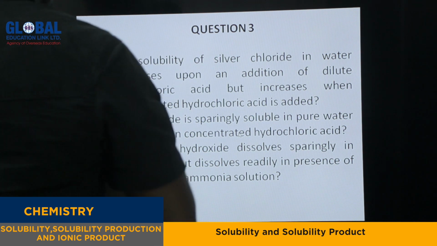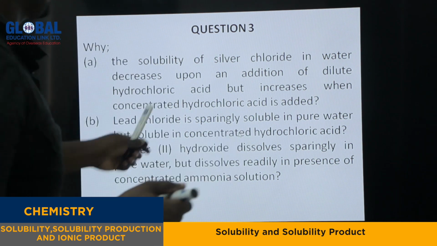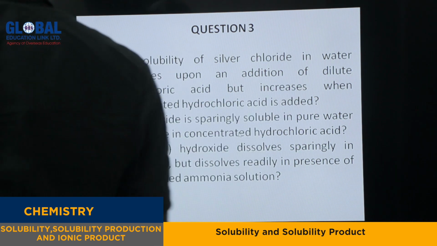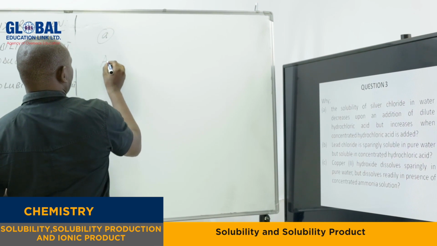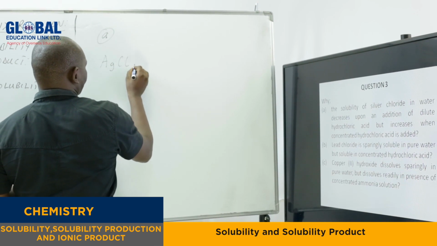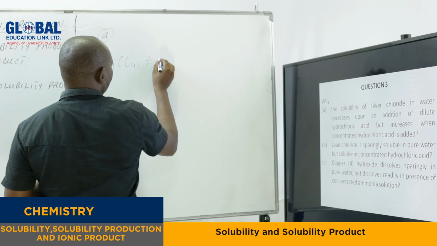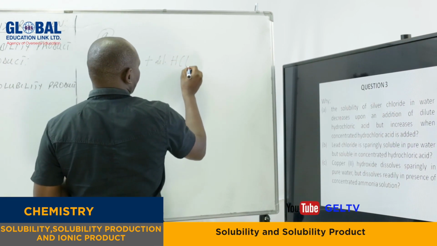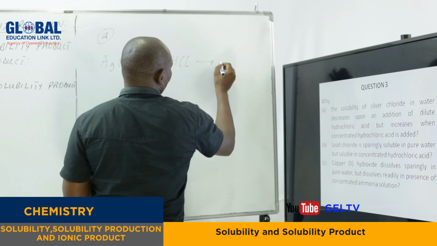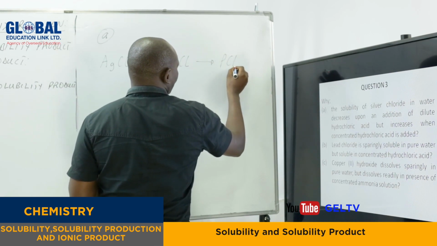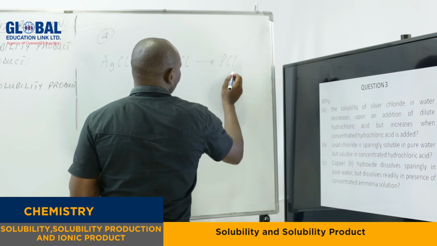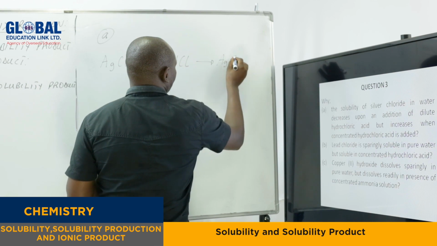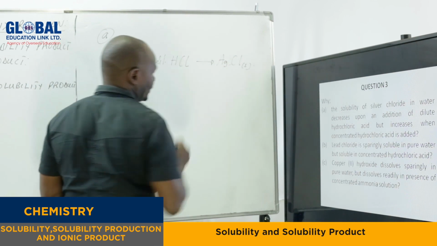So the solubility of silver chloride in water decreases upon addition of dilute hydrochloric acid. What is happening here is that if it's silver chloride, then you add dilute hydrochloric acid, it will lead to formation of a precipitate of silver chloride, which is solid.